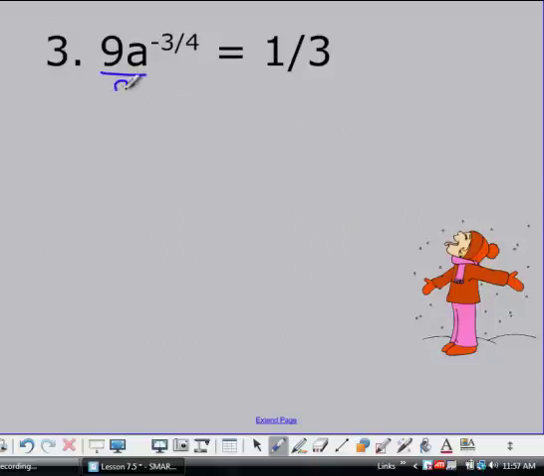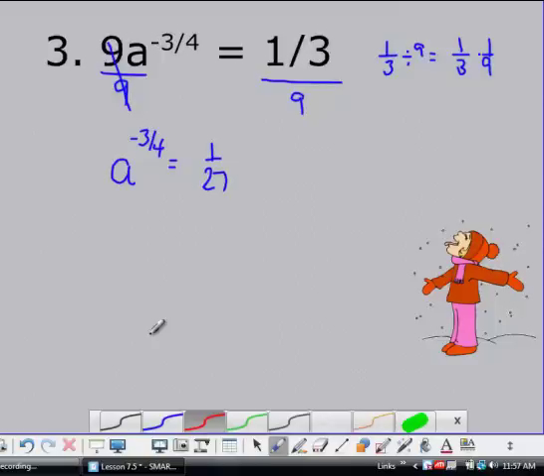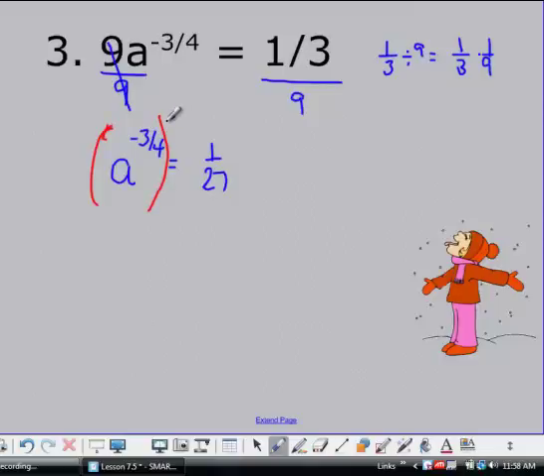Just divide by 9 here, isolate the variable. I have to divide by 9 here, so 1/3 divided by 9 is 1/3 times 1/9, so this is really 1 over 27, and now I have to handle the fractional exponent. And I get rid of a fractional exponent by raising it to the reciprocal. So the reciprocal of negative 3/4 is negative 4/3.